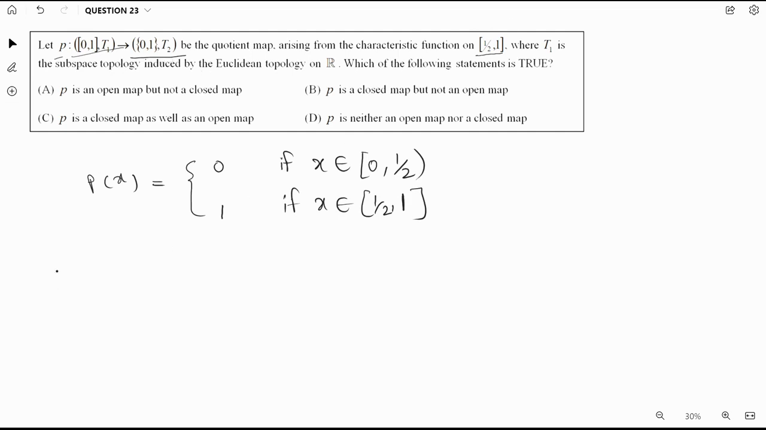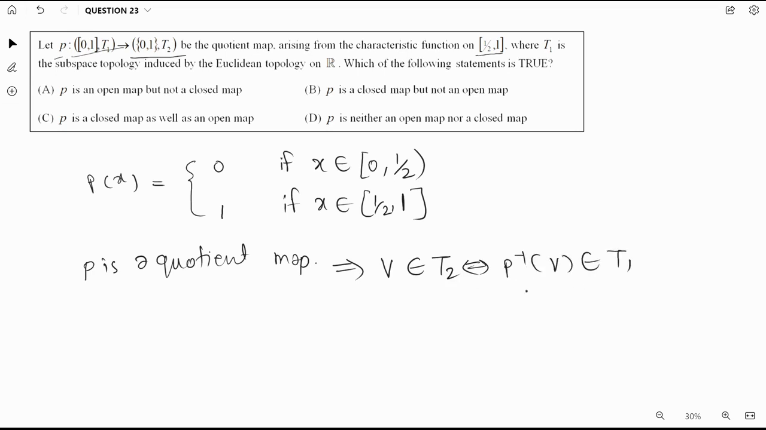What is a quotient map? If P is a quotient map, then this implies V belongs to T2 if and only if P inverse of V belongs to T1. So a set is open in the codomain if and only if its inverse image under the quotient map is open in the domain.